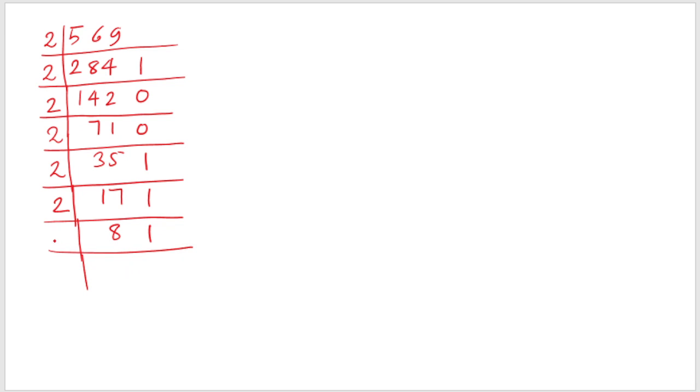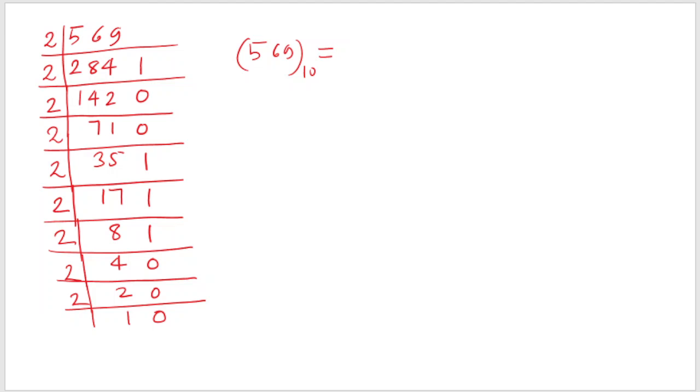You divide it again by 2, the quotient will be 4, the remainder will be 0. 4 can be divided by 2, the quotient will be 2, the remainder will be 0. And 2 can also be divided by 2, so the quotient will be 1 and the remainder will be 0. So if I have to represent the number 569, which is given in decimal form, the binary representation will be 1 and then 3 zeros, then 3 ones, 1 1 1, then 2 zeros, and then finally 1. So this is the representation in the binary system.